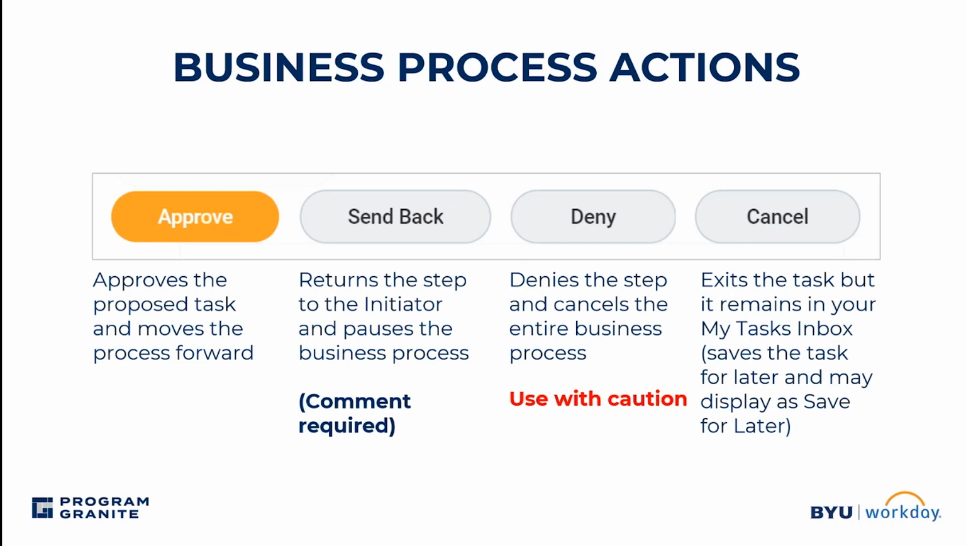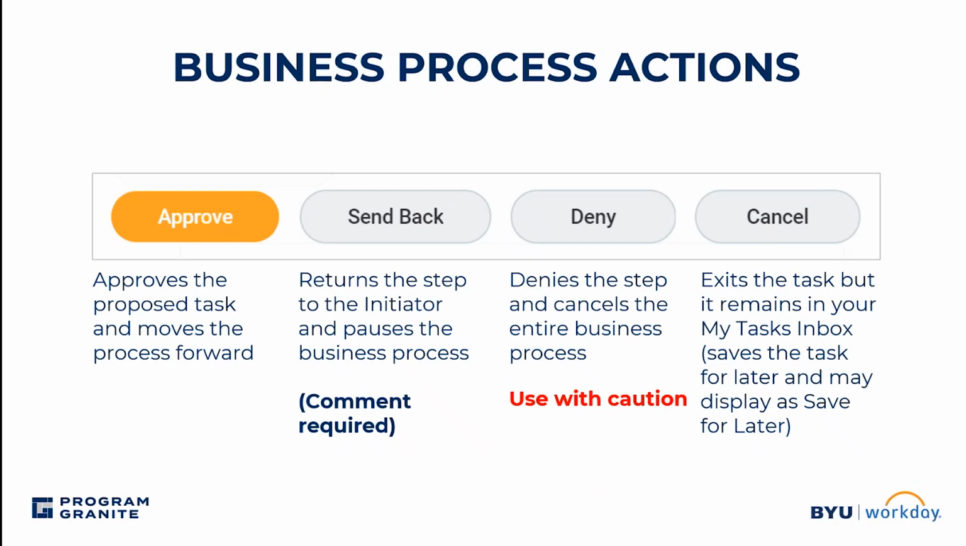So the different ways we can approve it. If we approve it, we click the orange approve button, or the submit button, it's going to move it forward to the next person, and the business process will continue. If we hit send back, it's going to return the step back to the initiator or the person before you and pause the business process. It's going to require a comment from you, most likely, why you're sending it back to them. You can't just send it back to them without anything.